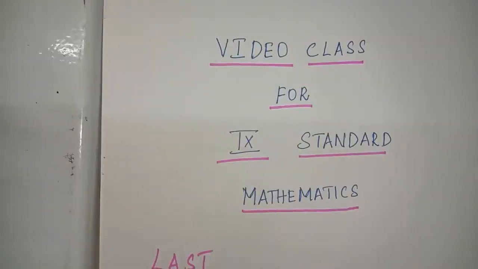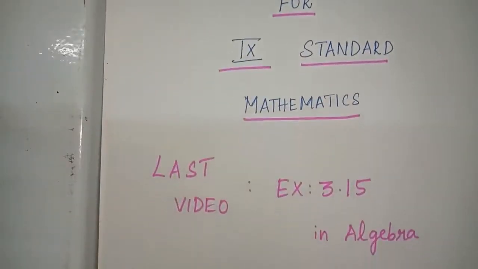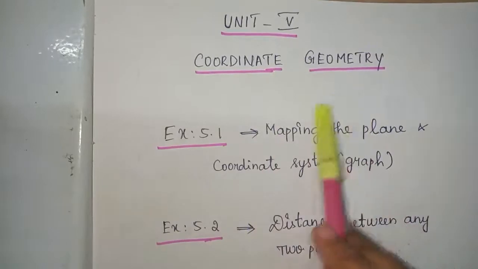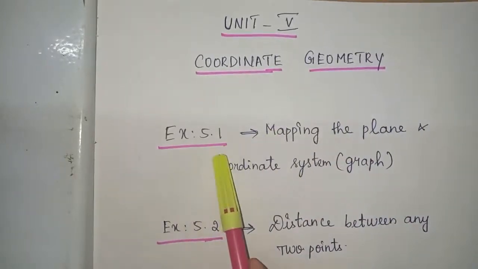In video classes for 9th standard, in the last video we saw exercise 3.15 in algebra. Now we are moving to the next unit. Unit 5, coordinate geometry. We are skipping exercise 5.1 because it is a graph exercise. In this exercise we are going to see mapping the plane and the coordinate system. We will see it later.